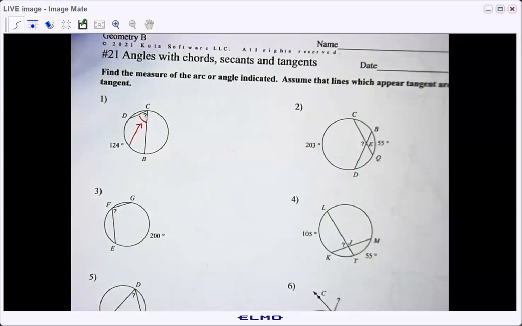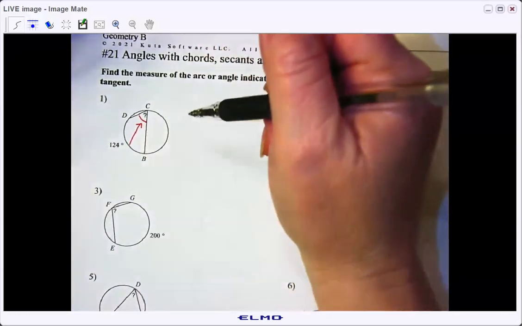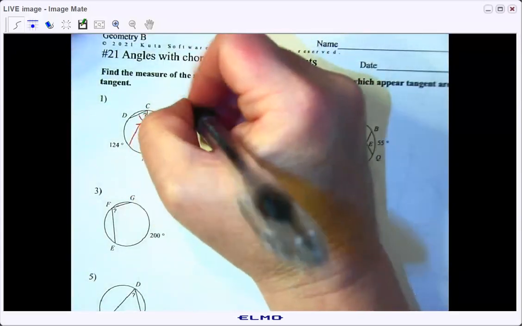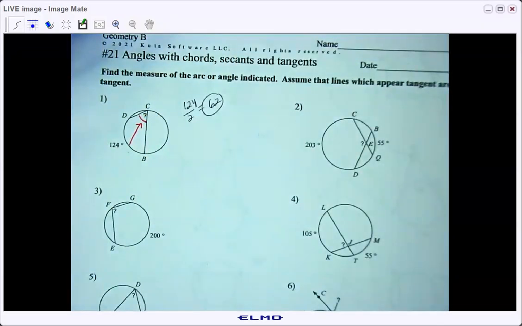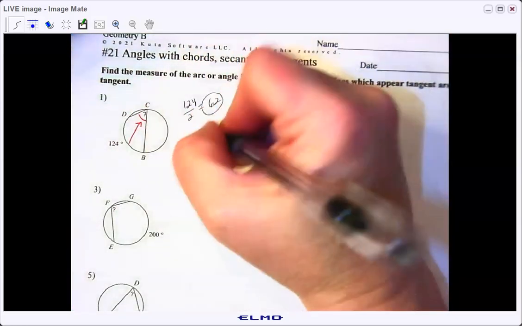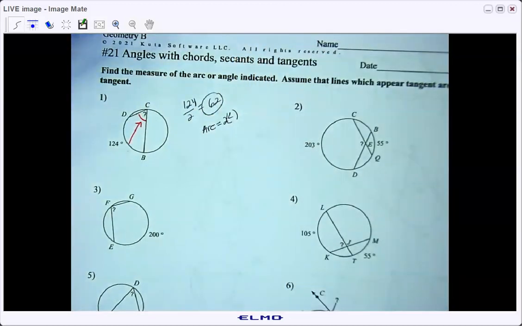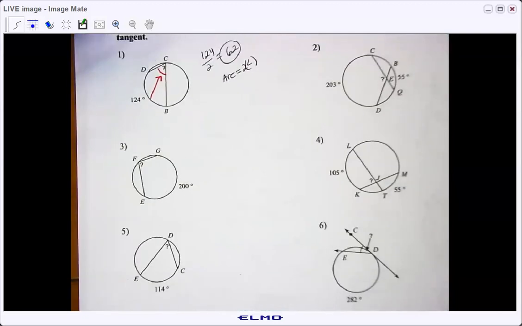Okay, so this is what we were doing yesterday and last week. Actually, just yesterday. But this arc is twice as big as the angle. So all we have to do is go 124, divide by 2, and you're done. This is where the arc is equal to 2 times the angle. Okay, so knowing number 1, let's do number 3 and number 5. Go ahead and put the answers in the chat box.